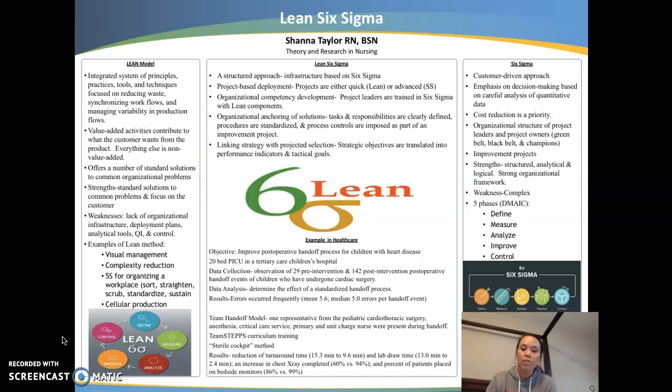They have one representative from pediatric cardiothoracic surgery, someone from anesthesia, then someone from critical care service, and then the primary as well as the unit charge nurse would be present during this handoff event. They trained all the staff in the TeamSTEPPS curriculum, which was based out of the AHRQ and the Department of Defense, and is an evidence-based curriculum focused on improving patient outcomes by developing communication and other teamwork skills among healthcare professionals. So everyone involved in this pre and post-op situation would be trained in TeamSTEPPS.